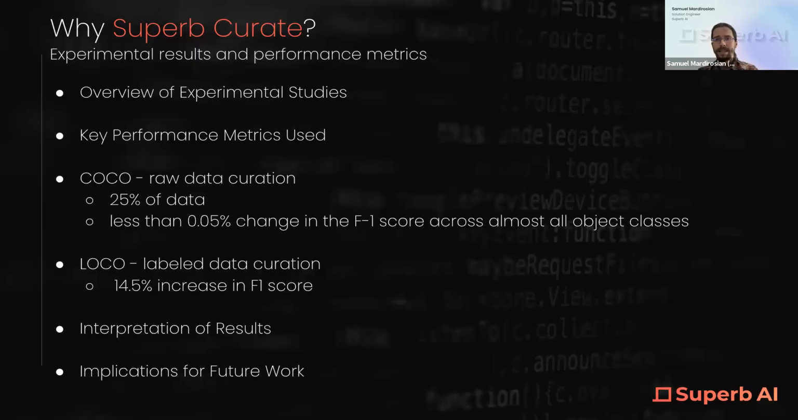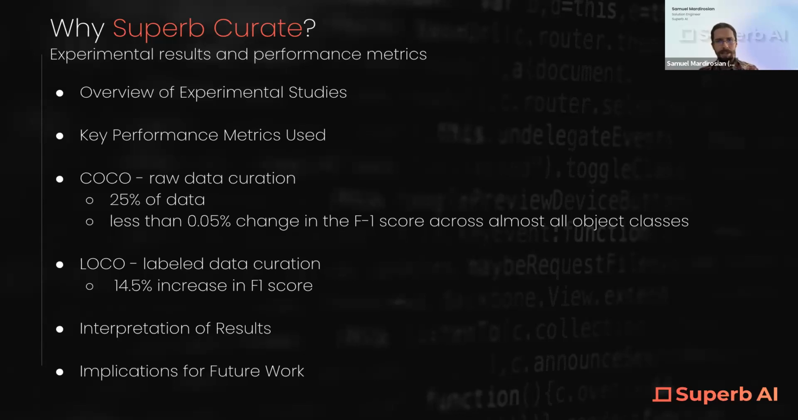So let's take a look at some concrete results from our testing. We've put together a series of experimental studies to evaluate the performance of Superb Curate using key performance metrics such as accuracy, precision, recall, and F1 score. So all pretty standard. Our results from testing on datasets like MNIST, which I've shown you, MS COCO, and LOCO, demonstrate the effectiveness of Superb Curate in curating data and improving model performance.